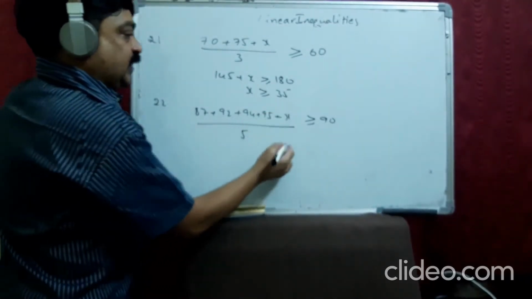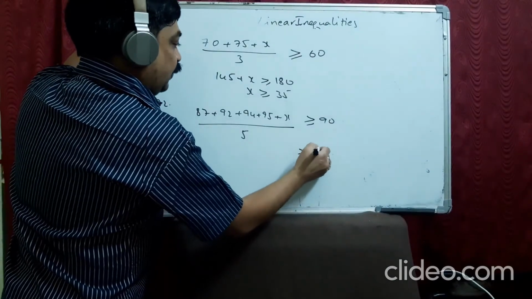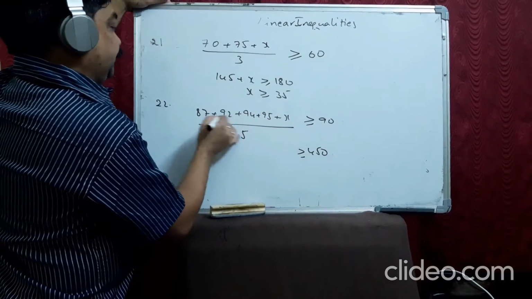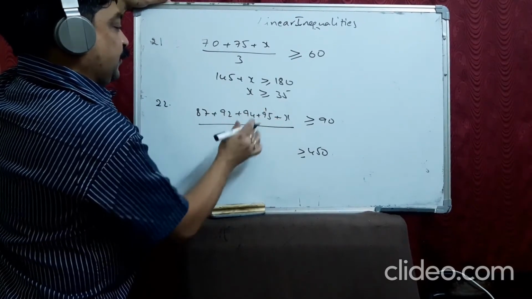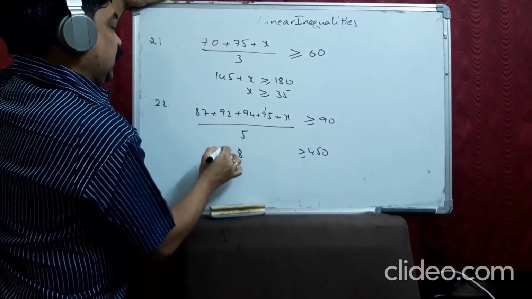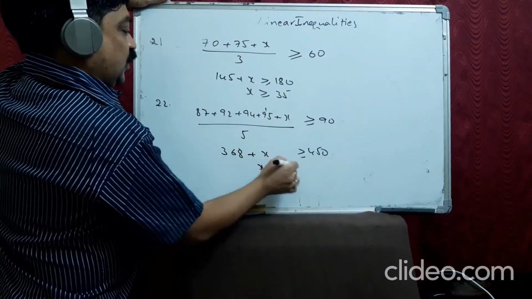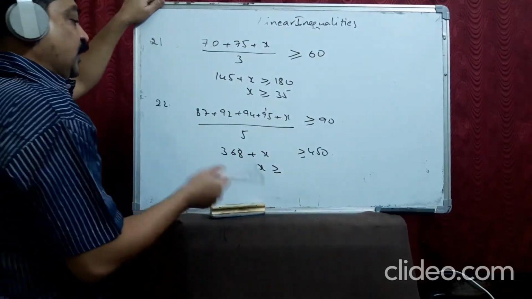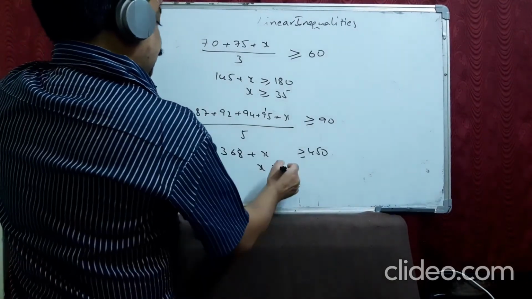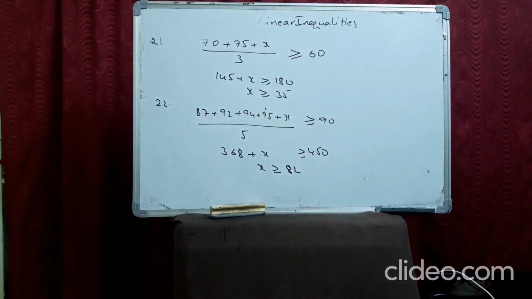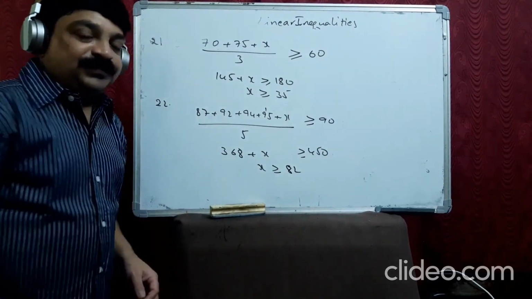Okay, let us cross multiply. 450. Now what is the total for this? 87 plus 92 is 179, plus 94 is 273, plus 95 is 368, plus x. So x is greater than or equal to 450 minus 368. That is 82. So minimum marks he should score is 82.